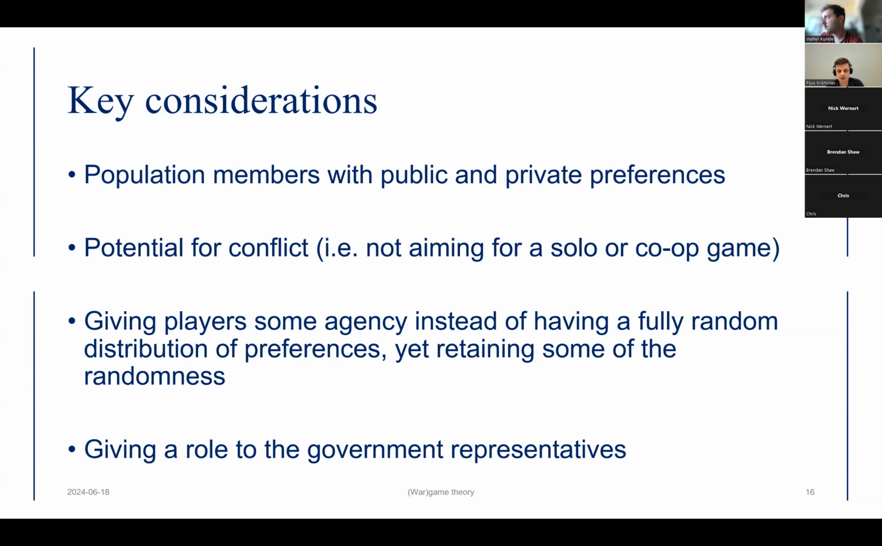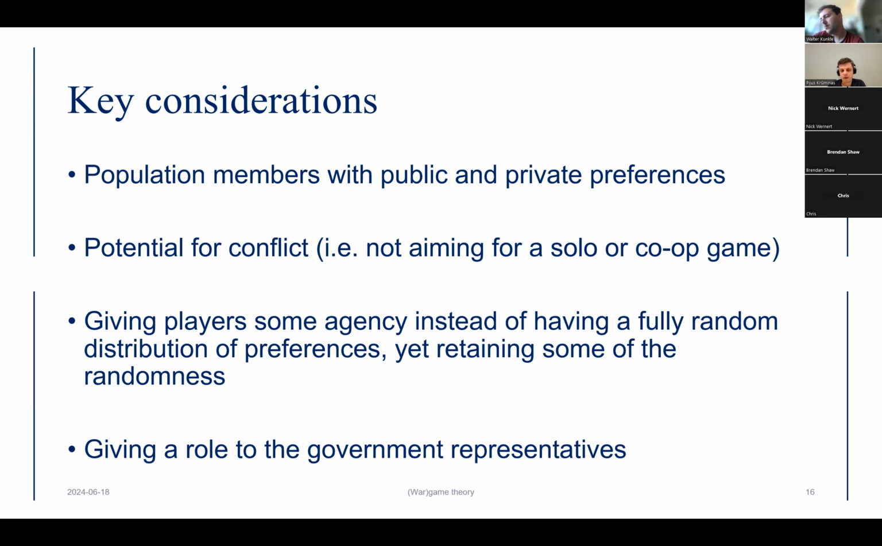Then, to make the game more engaging than just a solo game or basically a solitaire game playing the cards, there had to be potential for conflict, and players would have to have more agency than just looking at these societies here. So instead of having a fully random distribution of preferences, you retain some randomness, but you also have to give agency to human participants, so that we talk about the game, not the descriptive mathematical model.